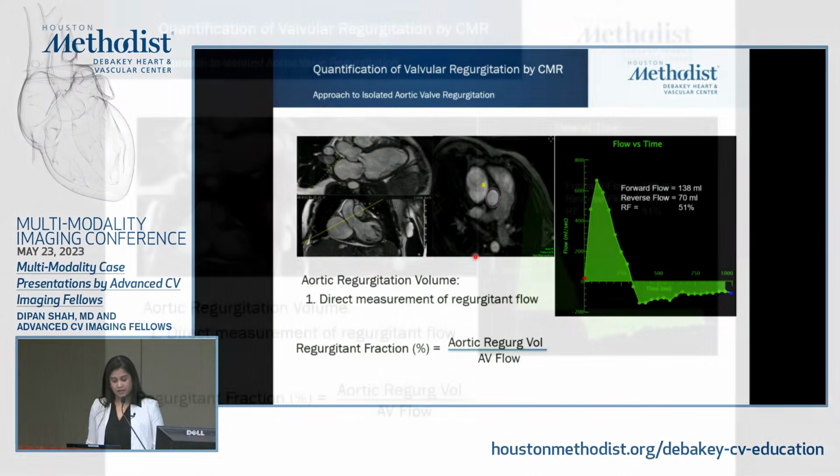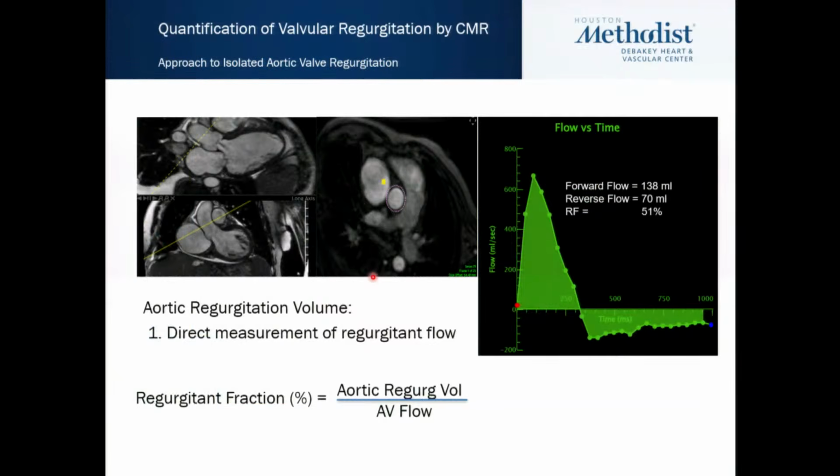So here we start with aortic valve regurgitation, and we quantify the aortic regurgitation volume using a direct measurement of regurgitant flow. So here we have the phase contrast images, which is a velocity mapping of the flow perpendicular to the region of interest. And here the region of interest that we are looking at is upstream to the aortic valve. We usually use ascending aorta or STJ to calculate that direct aortic regurgitation on the phase contrast. And here we are seeing a reverse flow of 70 ml, and that accounts to a regurgitation fraction of 51%.